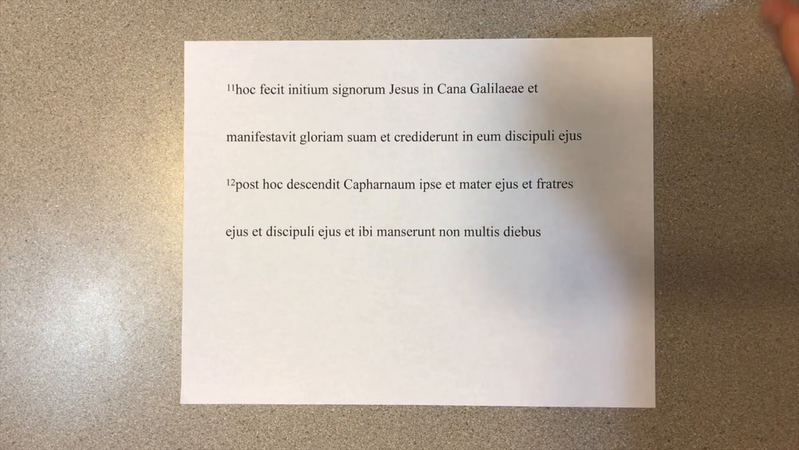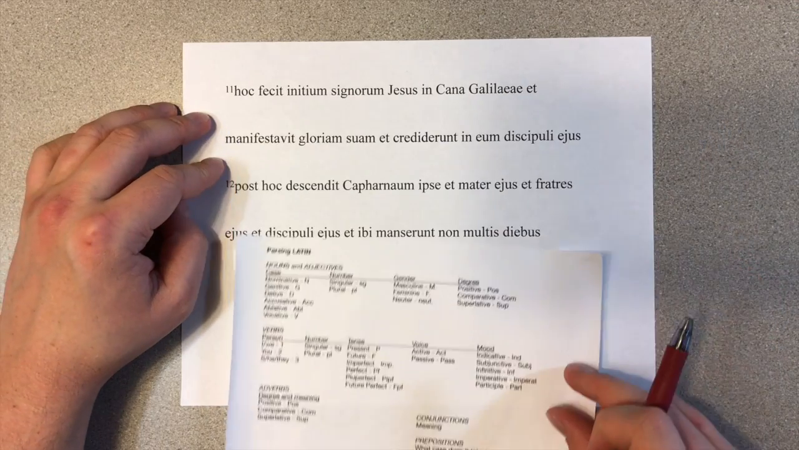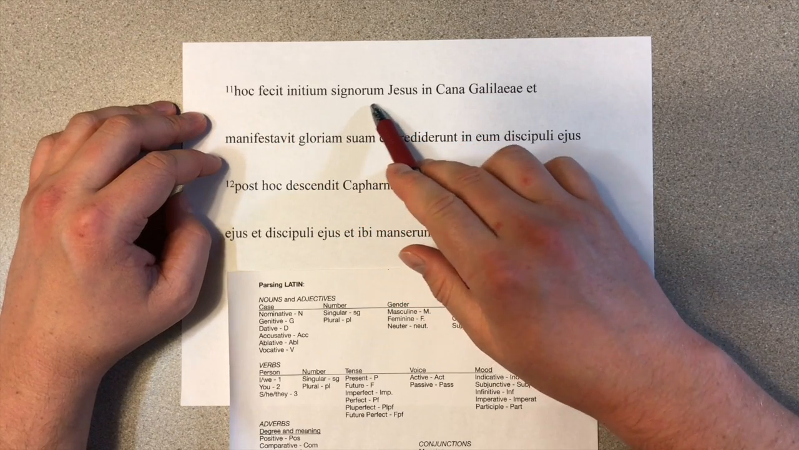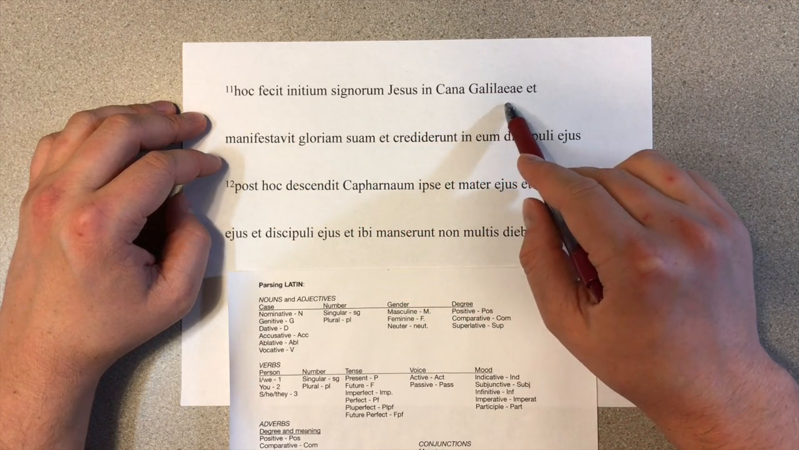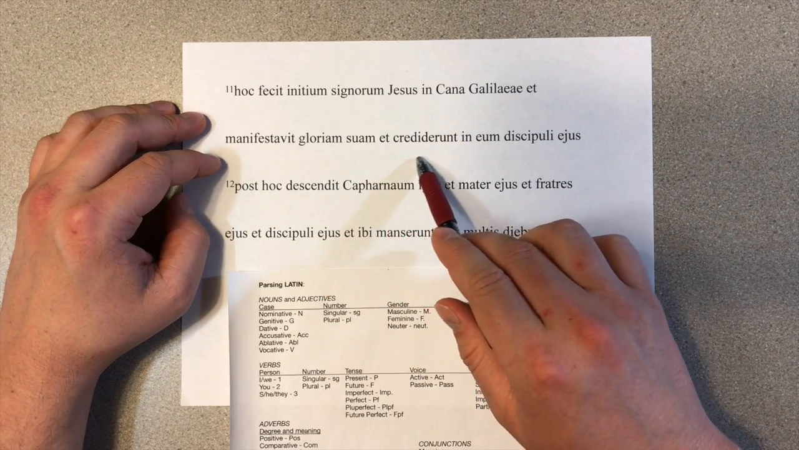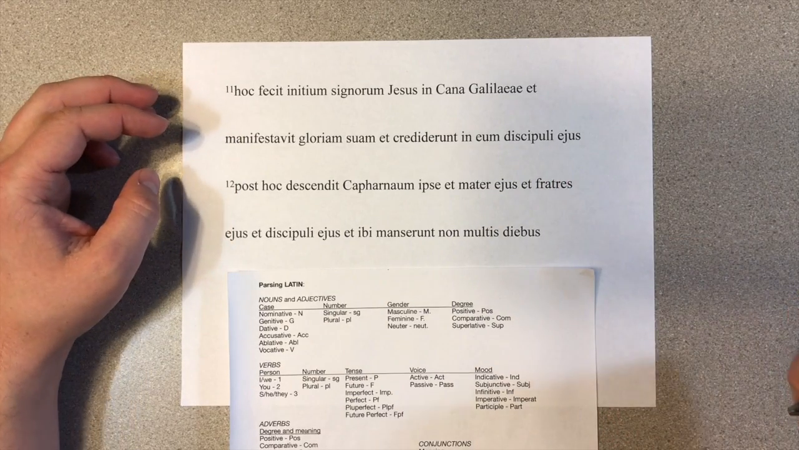Let's go ahead and take a look at our rubric. This is everything we're looking for as we go through this text. And here is the Latin. Hoc fecit initium signorum Iesus in Cana Galileae, et manifestavit gloriam suam et crediderunt in eum discipuli eius. And that's as far as we're going to make it today.